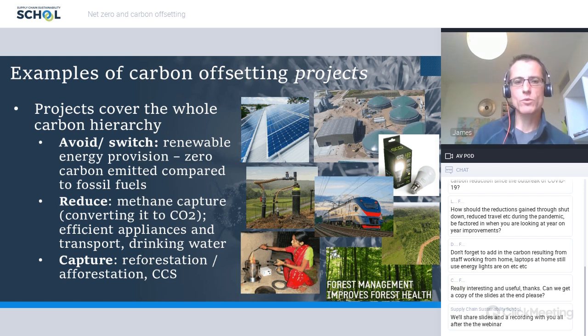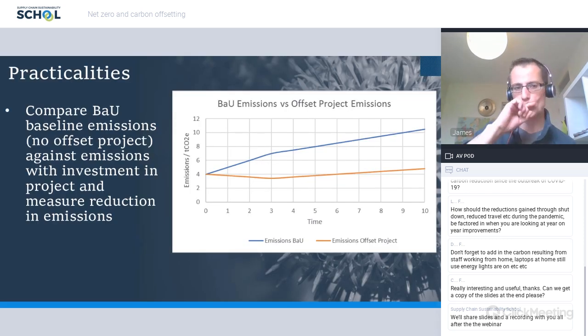And then the most commonly known one, of course, is through the planting of trees, reforestation and afforestation to plant trees on a long-term basis to ensure that carbon is captured. And the final one there, CCS, carbon capture and storage, is a high-tech version of what a tree does, essentially, just with lots of pipes to capture the carbon. So, but there are many, many different projects out there.